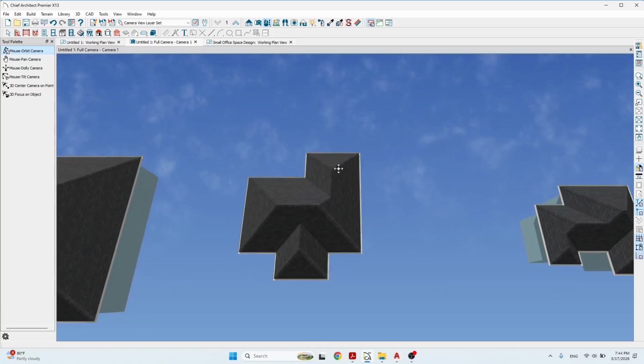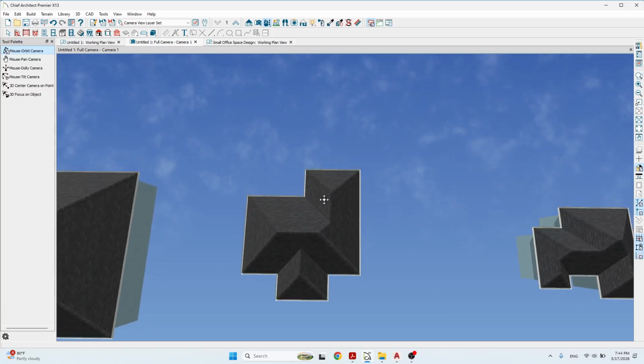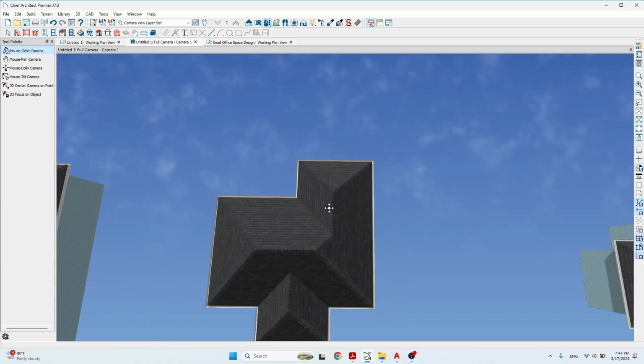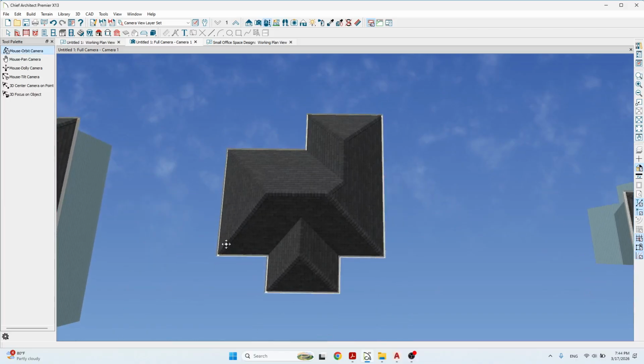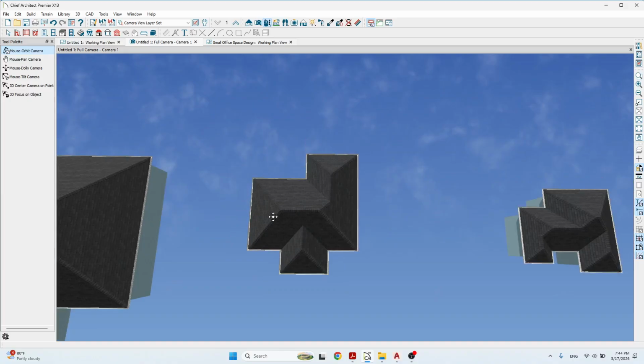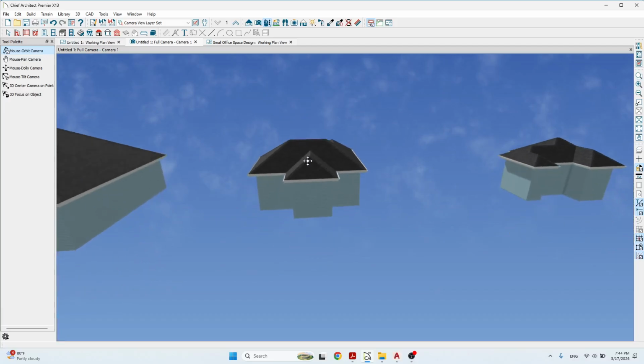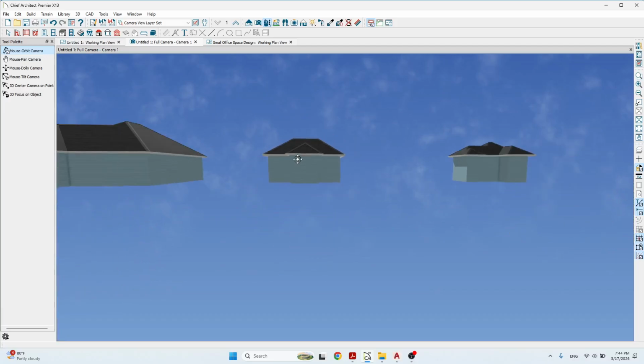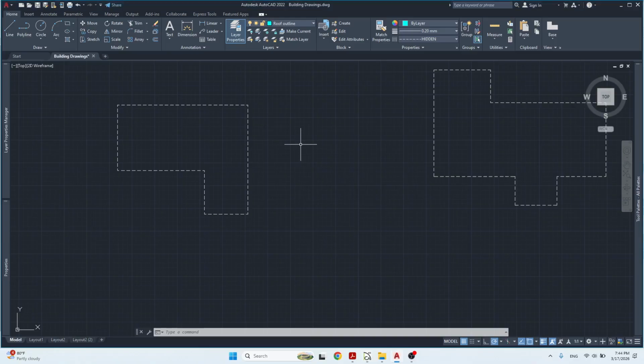But if we look at the other side, notice this side is much longer than this one. So that means this ridge is going to be much higher than this one. I think that's pretty straightforward now, if you get the idea. That's the concept. Okay, so let's go back to our drawings.